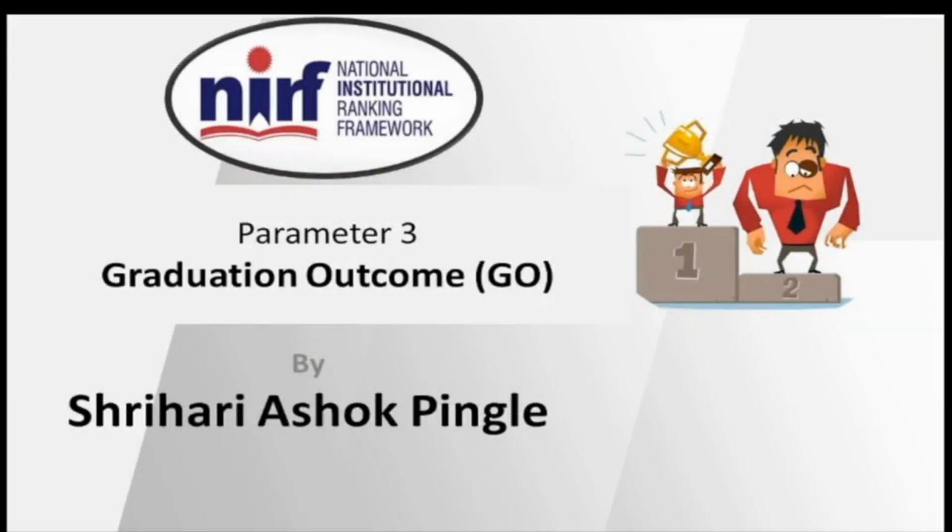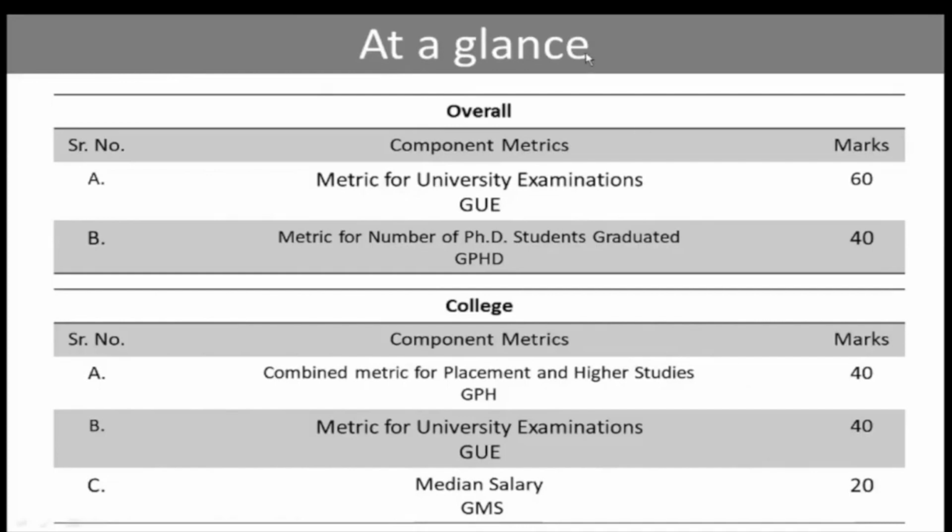About the second parameter, which included research projects, the publications, quality of publications, and patents. In this video, we will be talking about the third parameter, which is graduation outcome. Under this parameter, you would see that the components for overall category and for colleges are quite different.